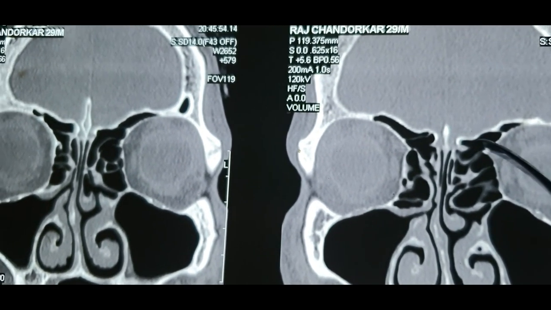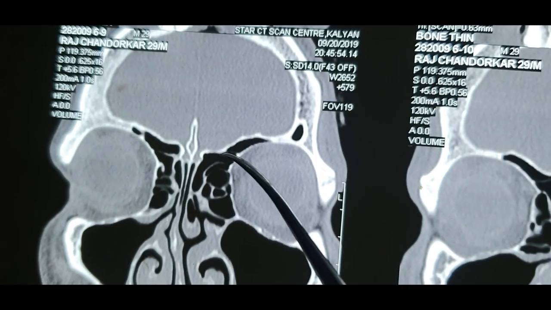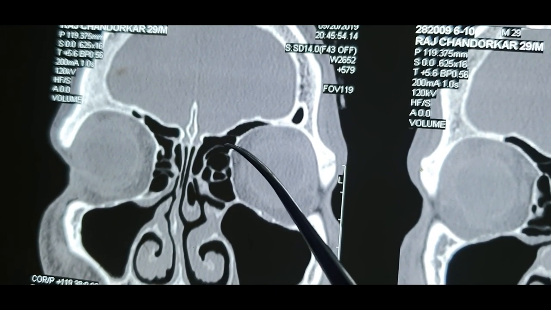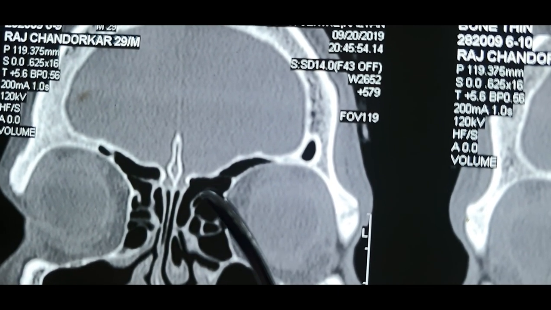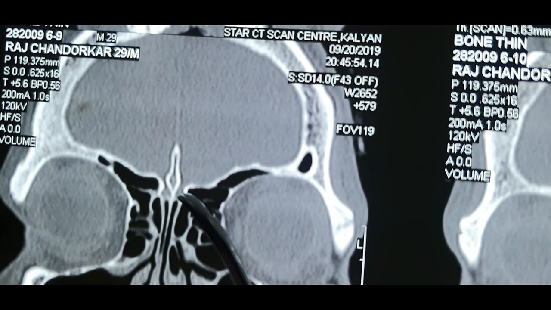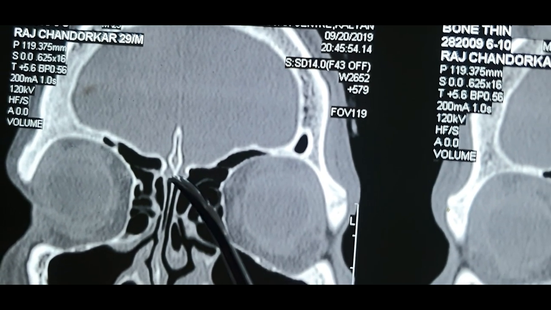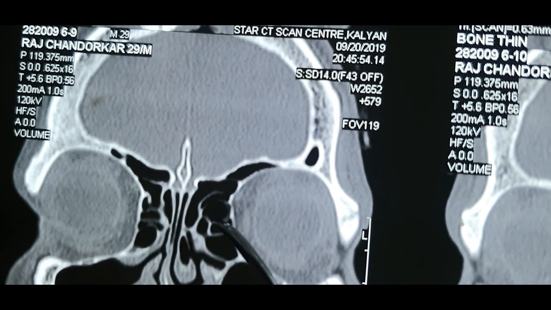See the level? You cannot see the artery over here because it is just posterior to this. And see, the bulla is attached right up till here. This is the skull base level. It is attached right up till here. This is the bulla ethmoidalis.